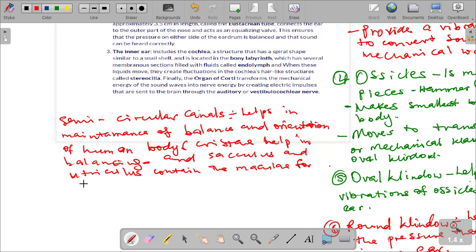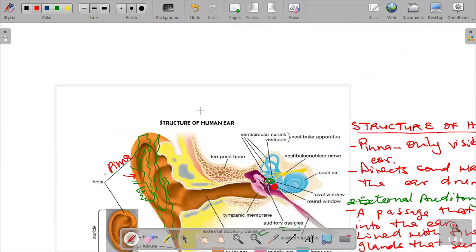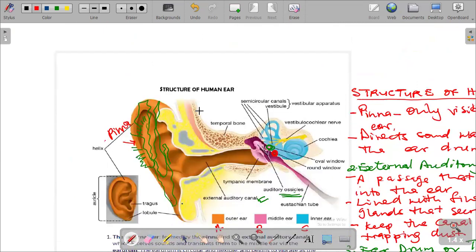They are for balance as well. As we can see, the semicircular canals are very important in terms of maintaining balance and orientation. They have specific organs that ensure that balancing is achieved.